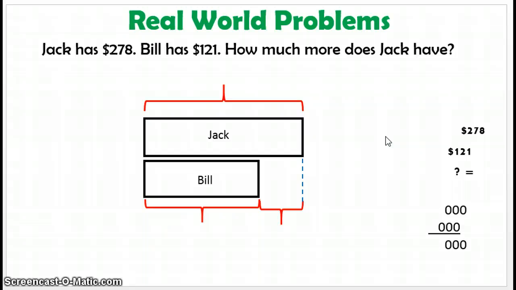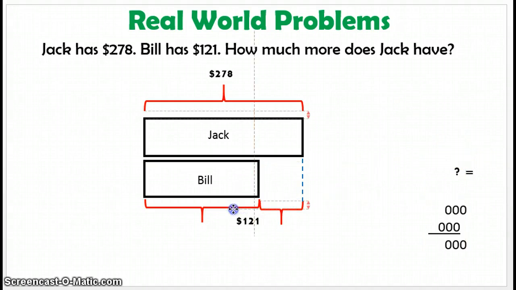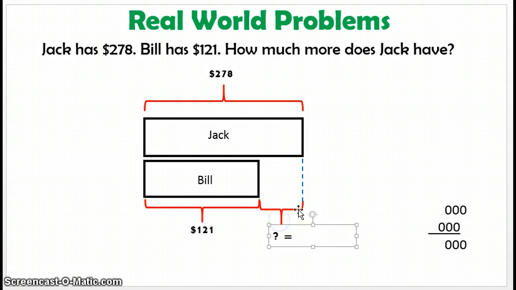Let's see, let me read the problem again. Jack has $278. So I'm going to label Jack $278 and Bill has $121. So, good, there we go. Then it says, how much more does Jack have? They want to know the difference between them. How much more does he have? So our question mark goes at the difference. They want to know how much more he has. Okay, so our bar model is now set.